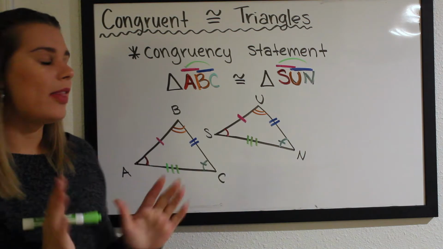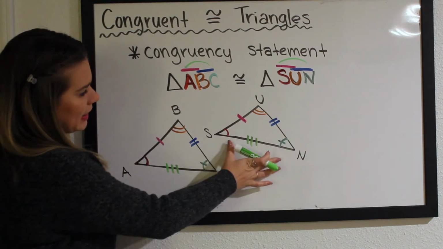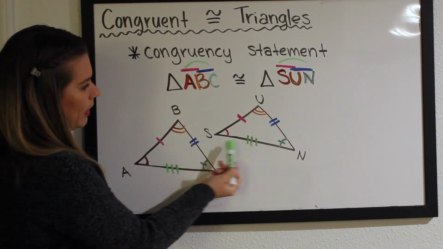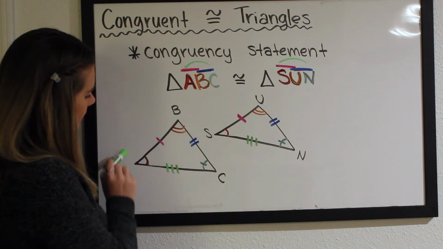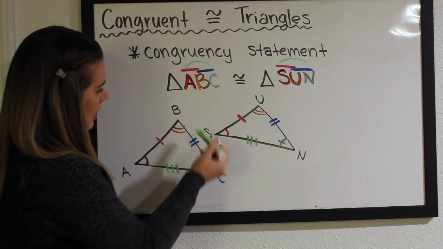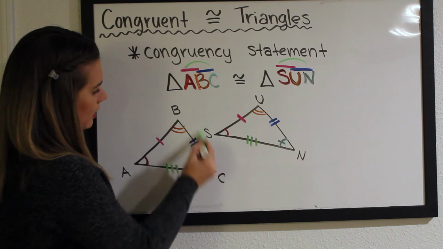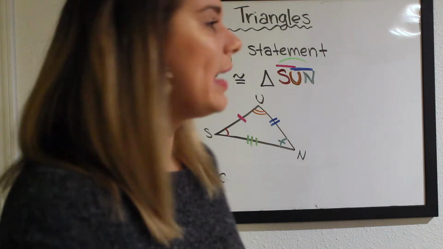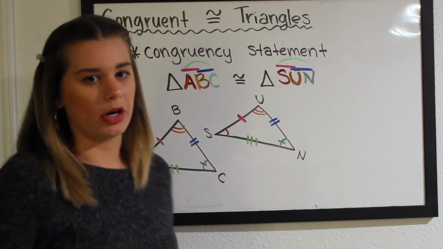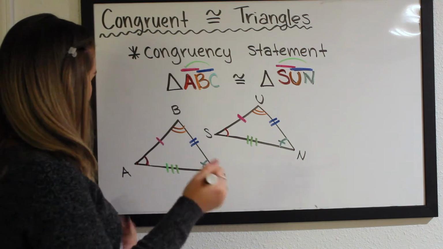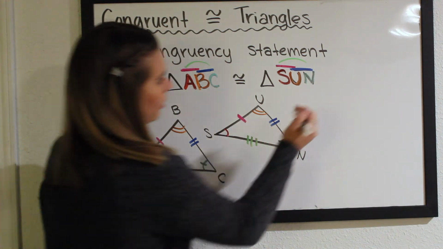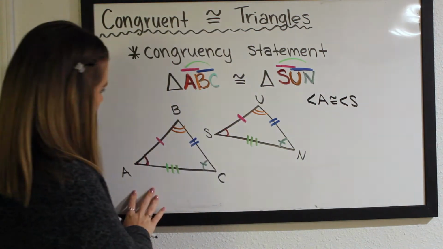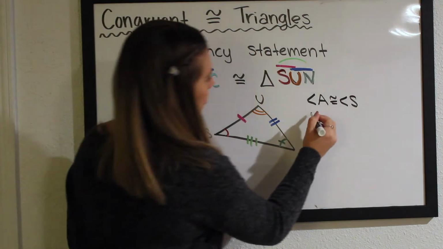Now you can notice that our corresponding congruent side lengths are in between corresponding and congruent angles. So I have red, green in between these, right? Red, orange in between these, and orange, green in between these guys right here. Now the other thing that you might have to do is write out all of the corresponding and congruent parts. So here, I know that angle A is congruent to angle S. Angle B is congruent to angle U.